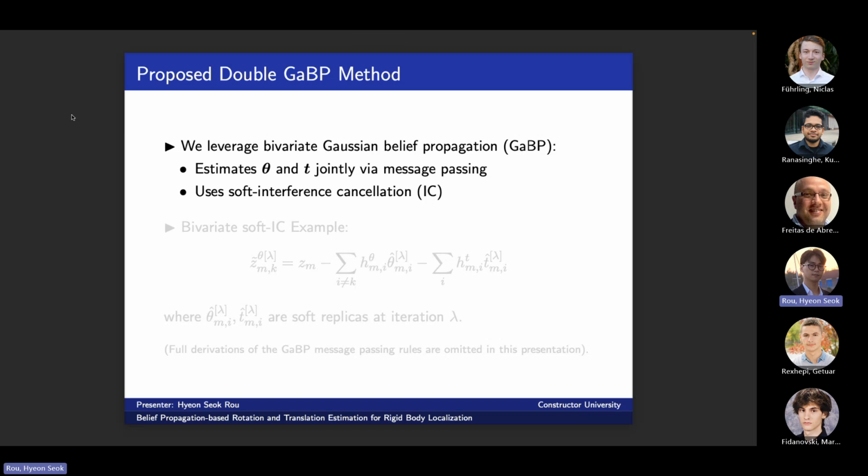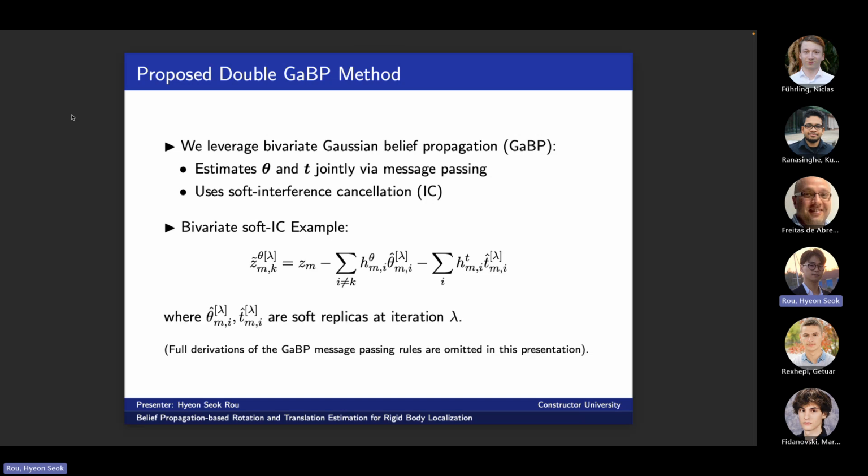So we aim to leverage this bivariate Gaussian belief propagation method in order to estimate these two variables. Because bivariate Gaussian belief propagation enables the estimation of two separate variables which have different distributions, this is possible using a soft interference cancellation method as well. This soft interference cancellation leverages what is called a soft replica. So at each iteration of the message passing algorithm, denoted by lambda here, we aim to remove the interference or the effect of the estimated values theta hat and t hat.